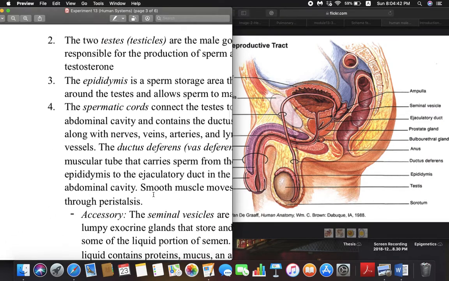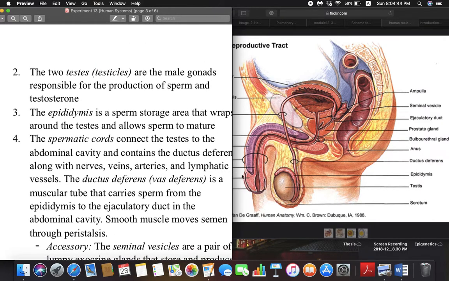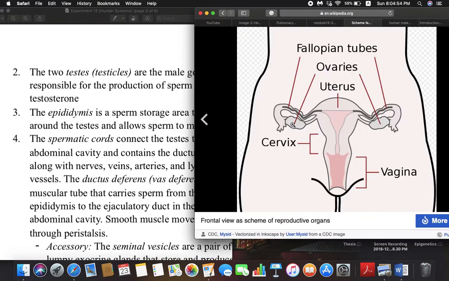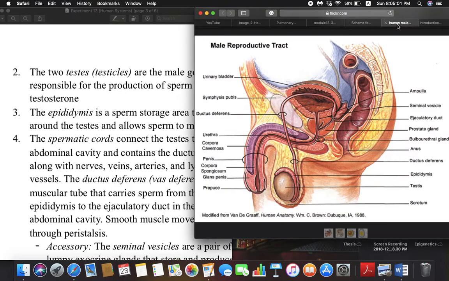Now, the main function of the testes, or the testicles, of which there are two in every male, is that they are the male gonads responsible for the production of sperm and testosterone. So the ovaries, which we discussed in the female reproductive system, are responsible for the production of ova and the female sex hormones, which are estrogen and progesterone. And the testes are responsible for the production of sperm and the male sex hormone, which is testosterone.